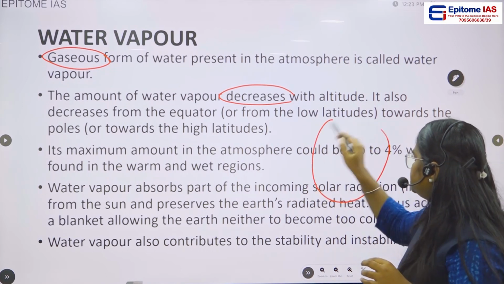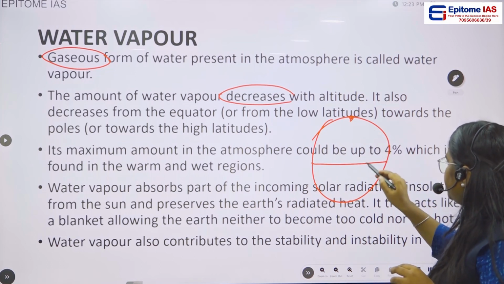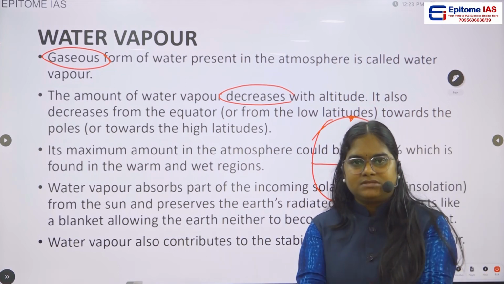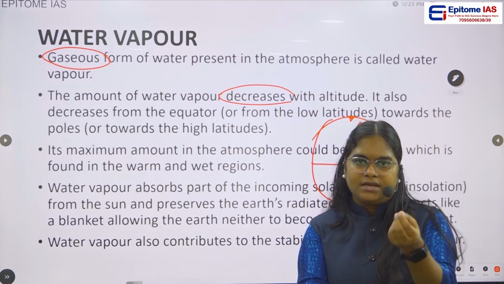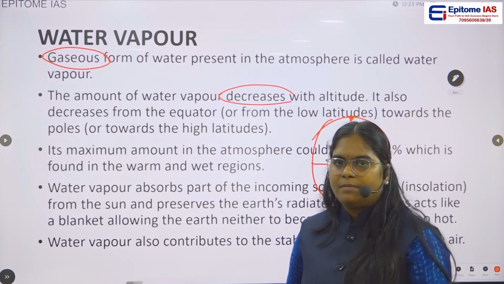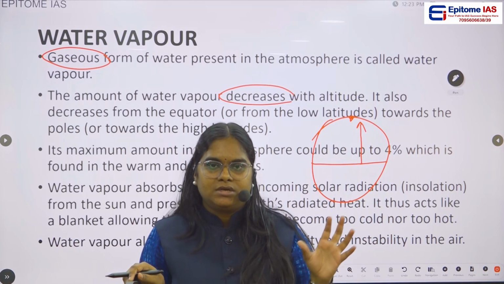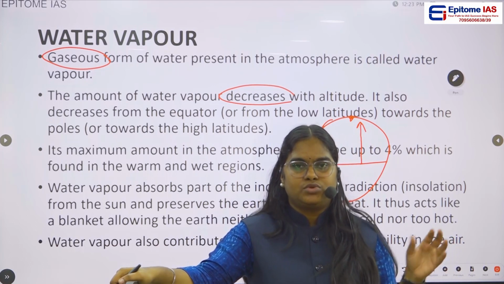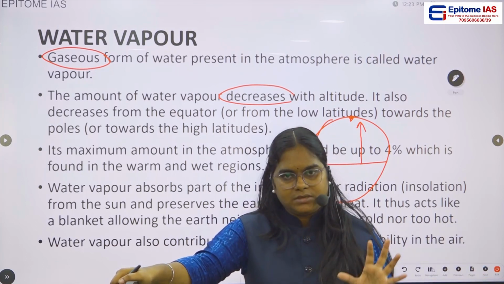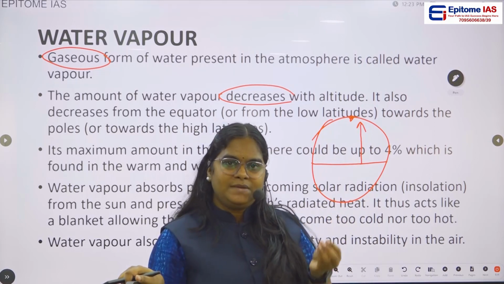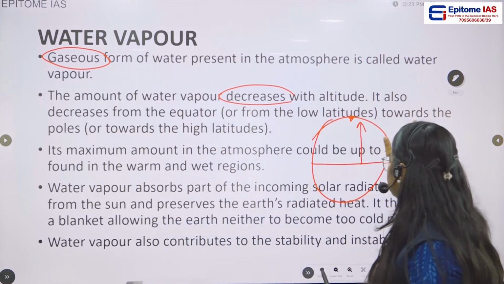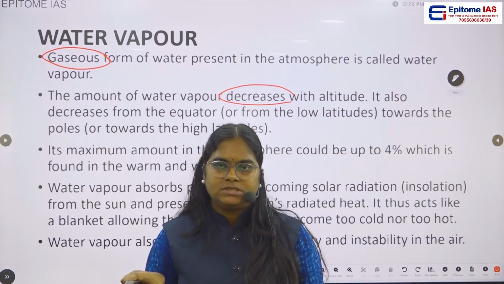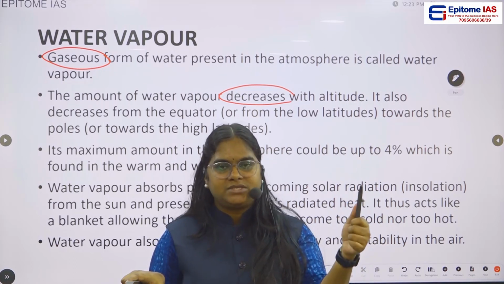Let us say this is Earth and this is the equator, this is the pole. Whenever you are moving from the equator to the poles, it will actually decrease. So the maximum is in the equatorial region and the minimum would be in the polar region. Apart from the polar region, wherever you have glaciers, ice caps, or deserts, both cold desert and warm desert, in both cases the water vapor will be very less, because only if there is a water body like oceans or other streams can evaporation take place.